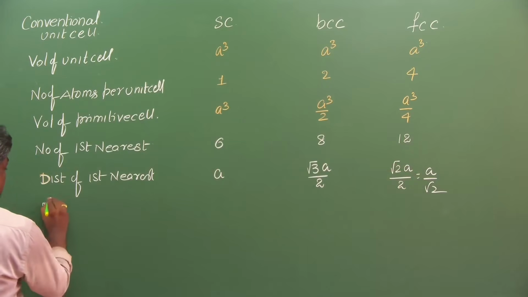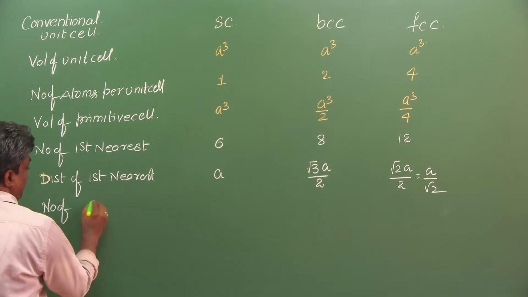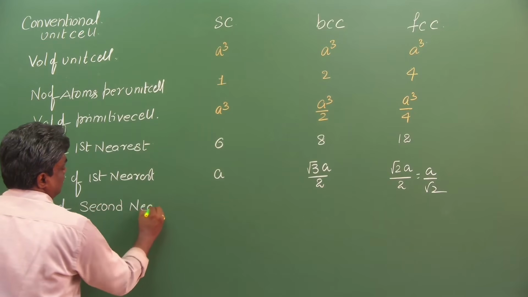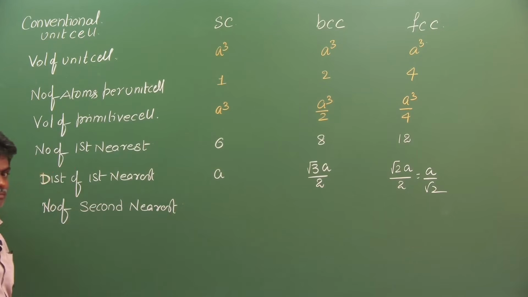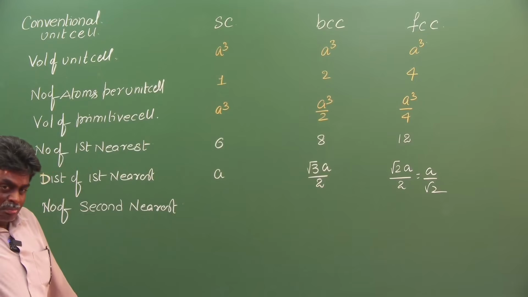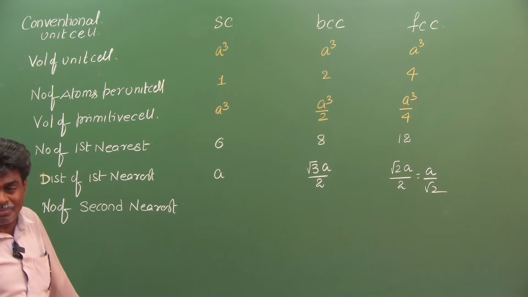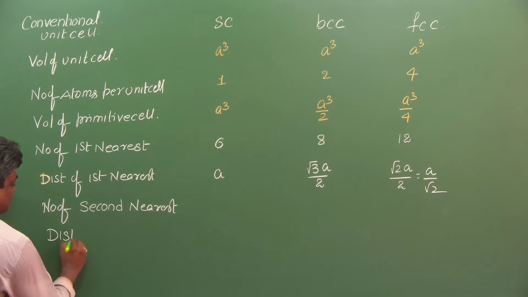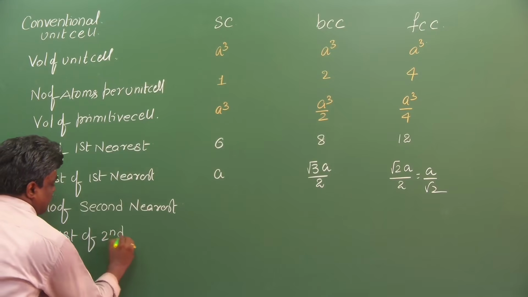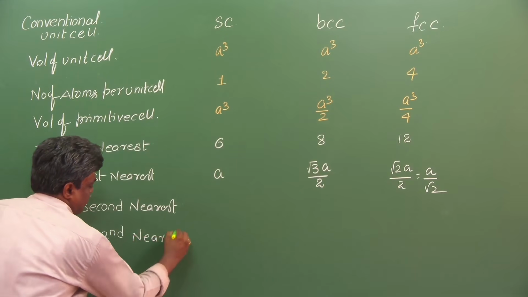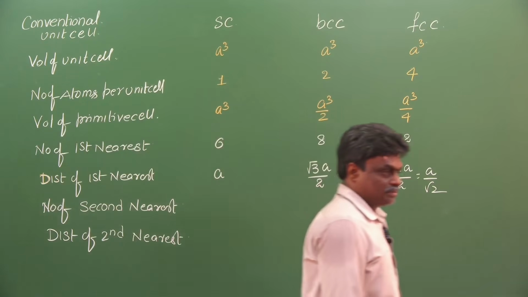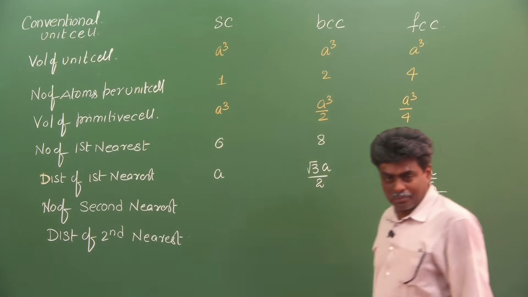Sometimes if you are writing a GATE exam, they will ask this: number of second nearest neighbors. In simple cubic, how many second nearest neighbors? Just guess. In simple cubic. 8.